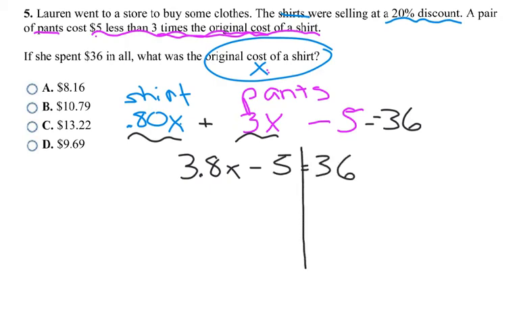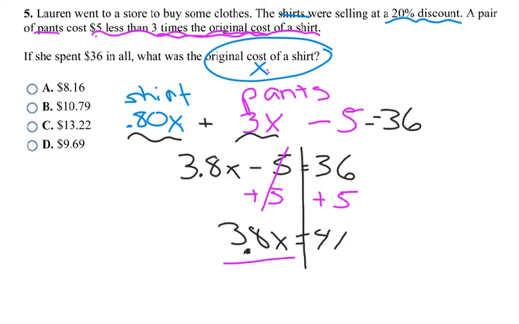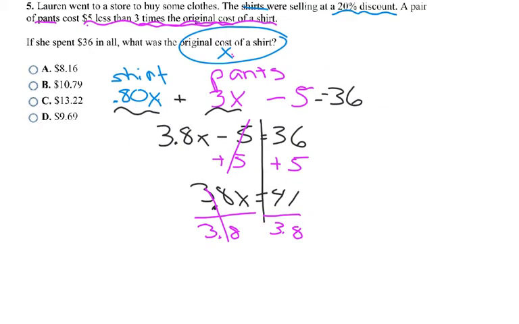So I'm going to separate my left and right side. My next step is going to be to add 5 to both sides. These 5's cancel. And I'm left with 3.8x equals 41. And then I'm going to divide 3.8 from both sides. These cancel and just leave me with x.